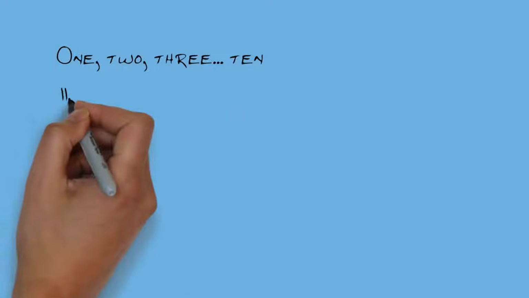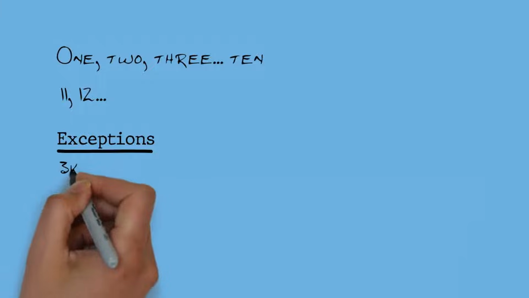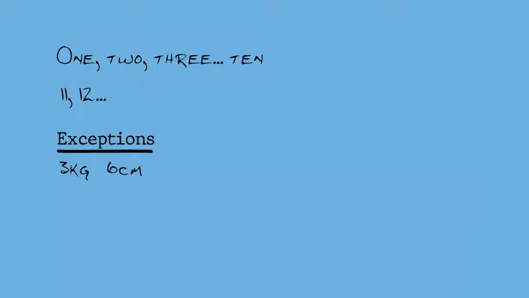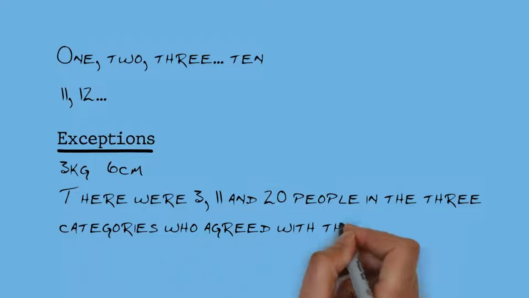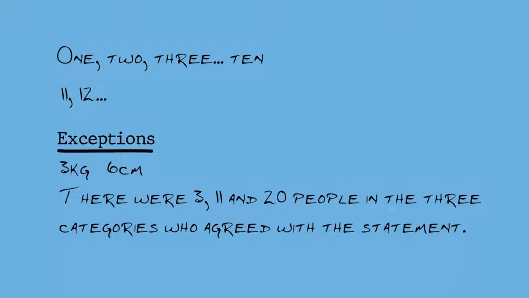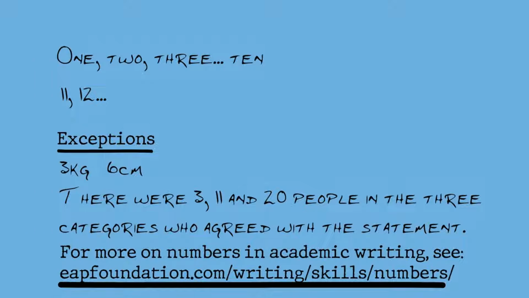In fact, generally in academic writing, you should write the numbers 1, 2, up to 10 in words. Anything more than 10 you can write using numbers. Although the problem with rules is there are always exceptions. So if your number is part of a measurement, you should use a number, however big or small the number is. So for example 3 kg, 6 cm. And if you're mixing numbers below 10 and above 10, then just use figures for all of them. For more information on numbers in academic writing, you can see this page on the EAPFoundation.com website.